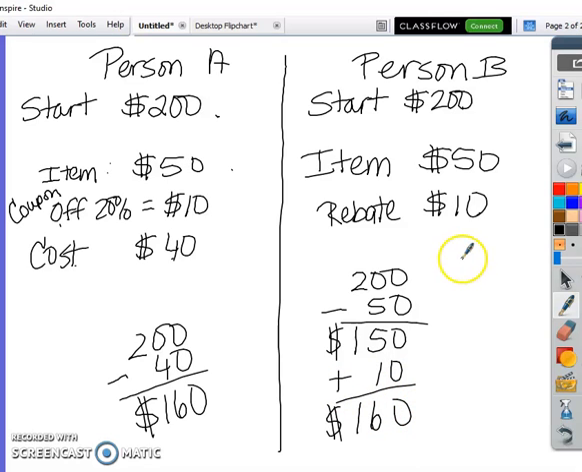If you were to say, oh, it's 50 and I add 10, well, basically what you did is you just added cost to this item. This item isn't $60, right? That item is not $60 because then I would only have $140 left, okay? That's why I treat your rebate like a coupon.